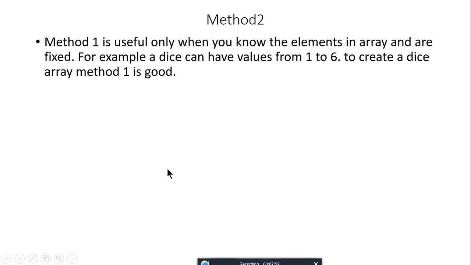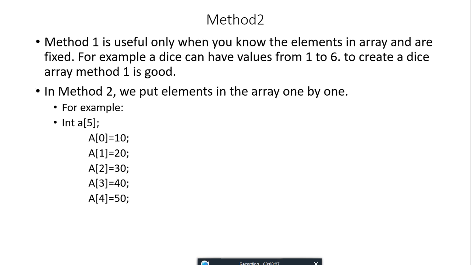Now method 1 is useful only if you know the size of your array or the elements of the array in advance. For example, if you roll a dice, you know that there is only 6 possibilities, 1, 2, 3, 4, 5, 6. So you can put these 6 elements inside your array. Or let's say you are creating an array of strings for weekdays, and weekdays start from Monday, Tuesday, Wednesday, Thursday, right? Or you are creating a string array for months like January, February, March, April, May, June.